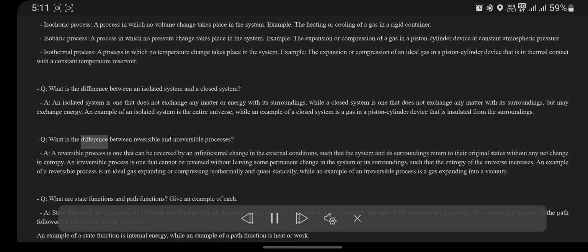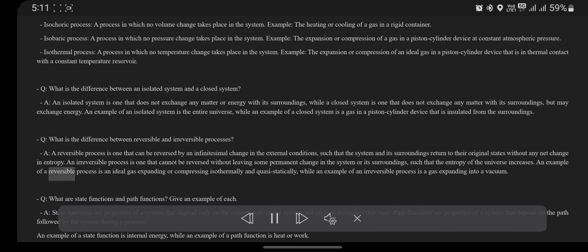Question: what is the difference between reversible and irreversible processes? Answer: A reversible process is one that can be reversed by an infinitesimal change in the external conditions, such that the system and its surroundings return to their original states without any net change in entropy. An irreversible process is one that cannot be reversed without leaving some permanent change in the system or its surroundings, such that the entropy of the universe increases.